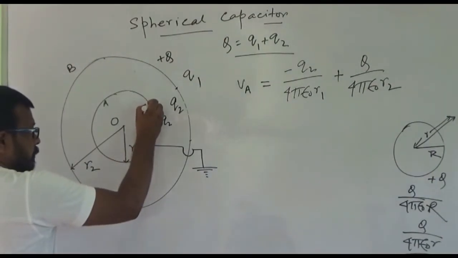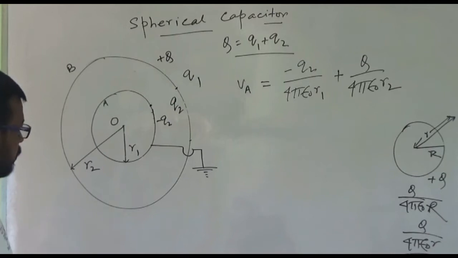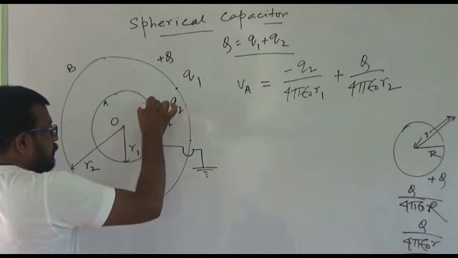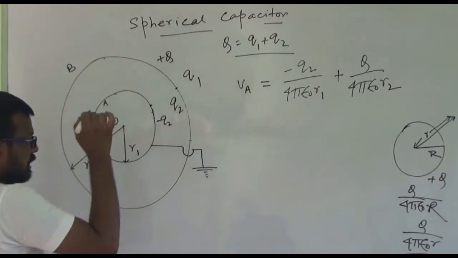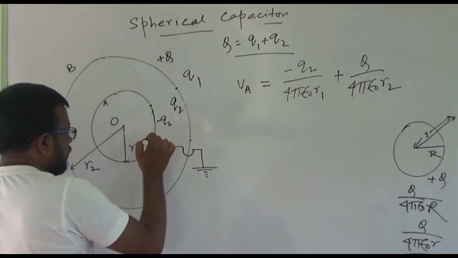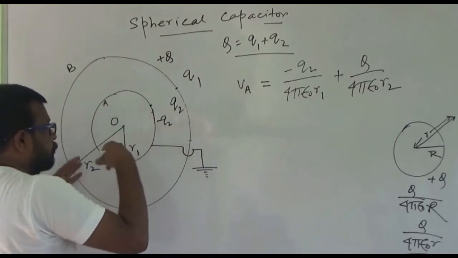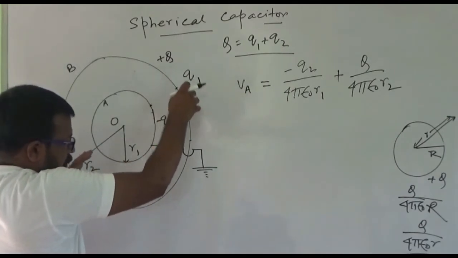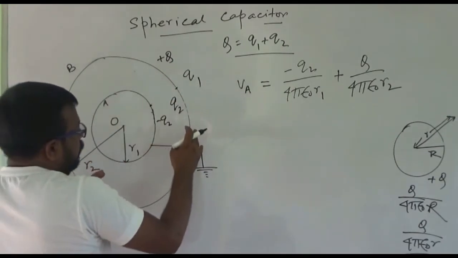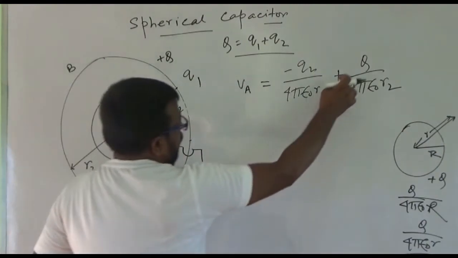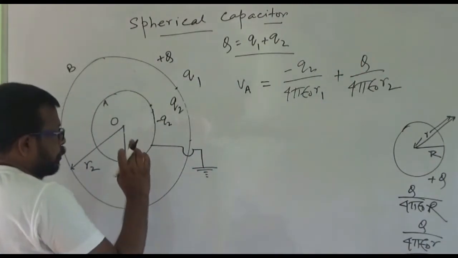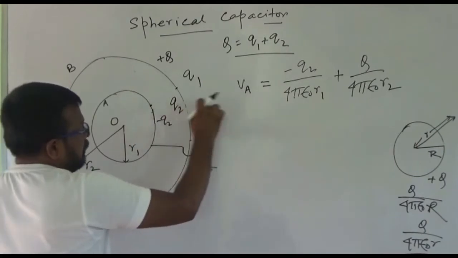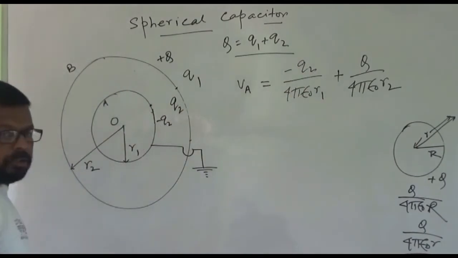Potential at this, right? The potential on the surface of the sphere A is equal to the potential due to its own charge, minus Q2, and the potential due to the charge on the outer sphere. The potential due to the charge on the outer sphere is Q by 4 pi epsilon naught R2, and the potential due to its own charge is minus Q2 divided by 4 pi epsilon naught R1.